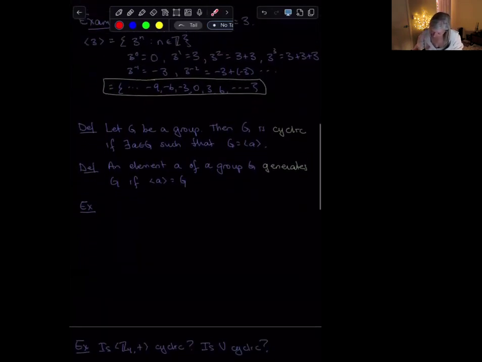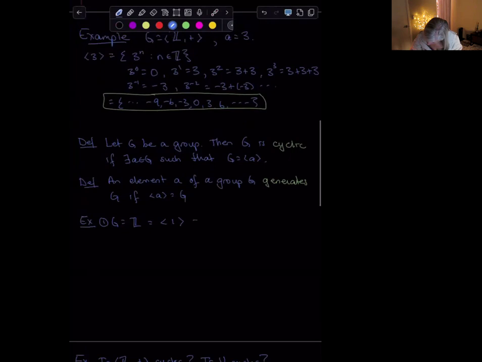What if I consider the integers? So let's say G is the integers. If G is the integers, then G is generated by 1, because 1 plus 1 is 2, 1 plus 1 plus 1 is 3, and the additive inverse of 1 is -1. So everything's going to be in here, generated by 1. But also, it's generated by -1.